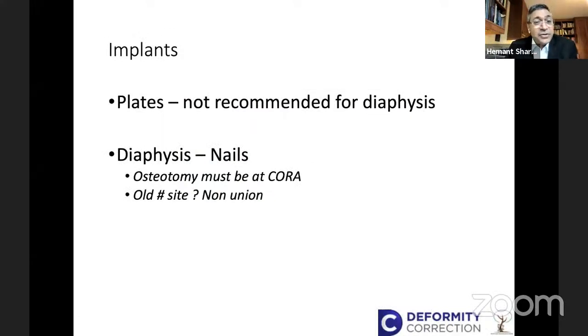What implants are we going to use? Plates are not ideal for diaphysis, and for metaphysis, they're pretty good. Diaphyseal nails are good, but you need to remember that you have to use the osteotomy rule number 1 for correction. Otherwise, there'll be translation and you won't be able to use it.